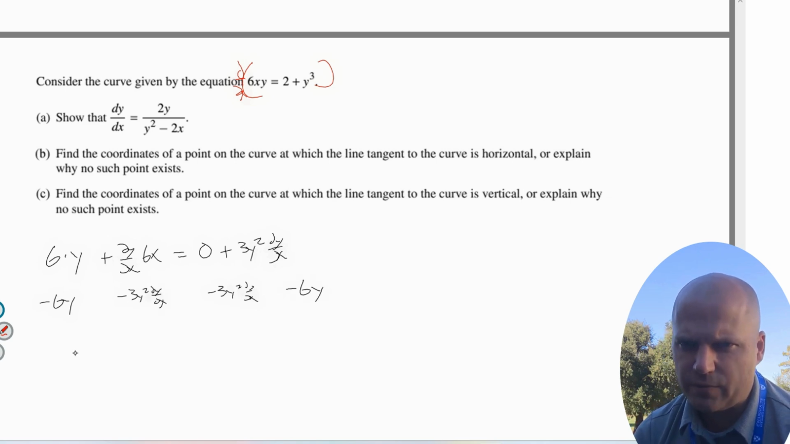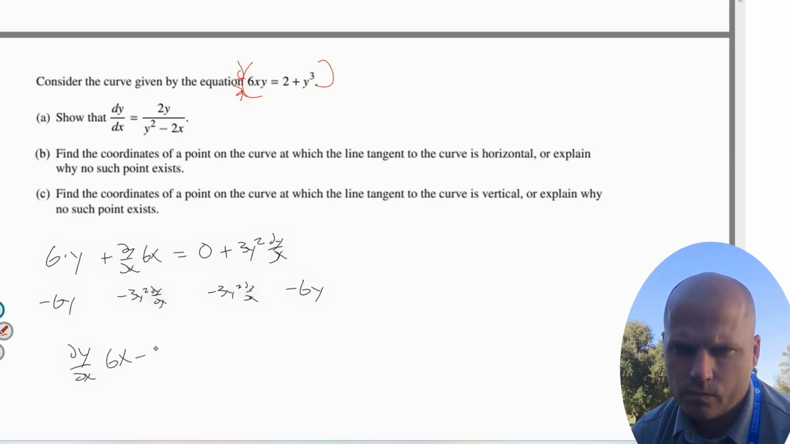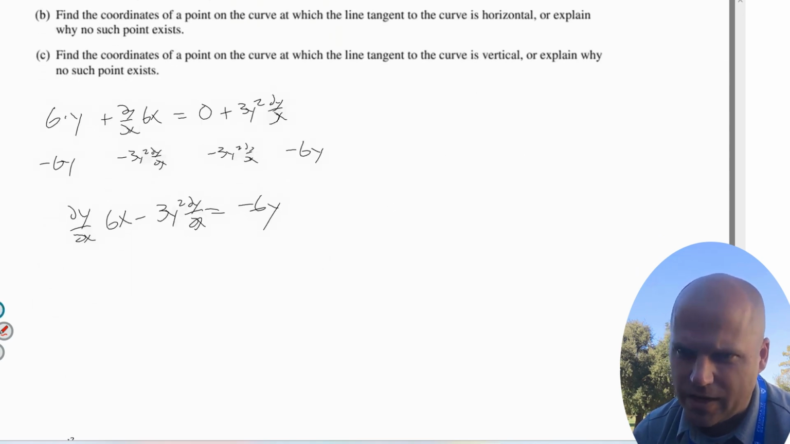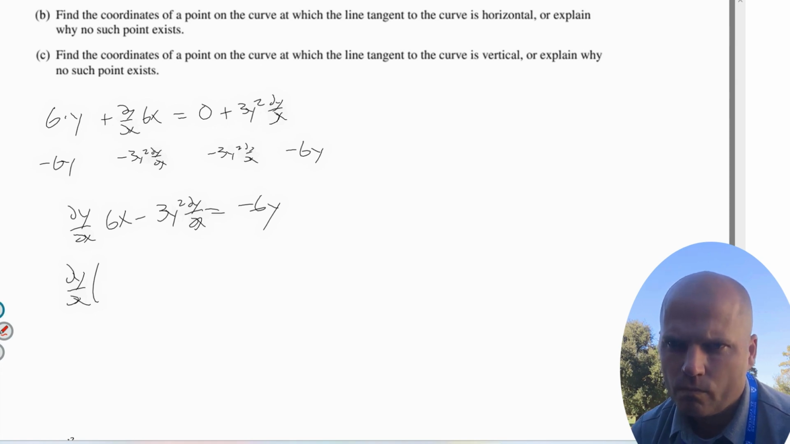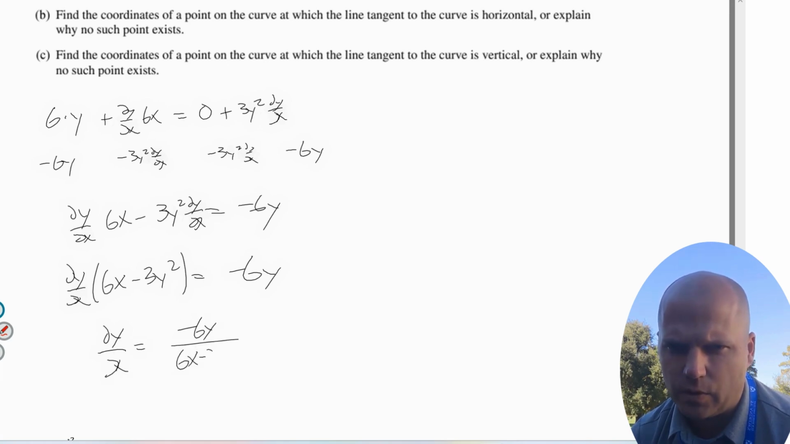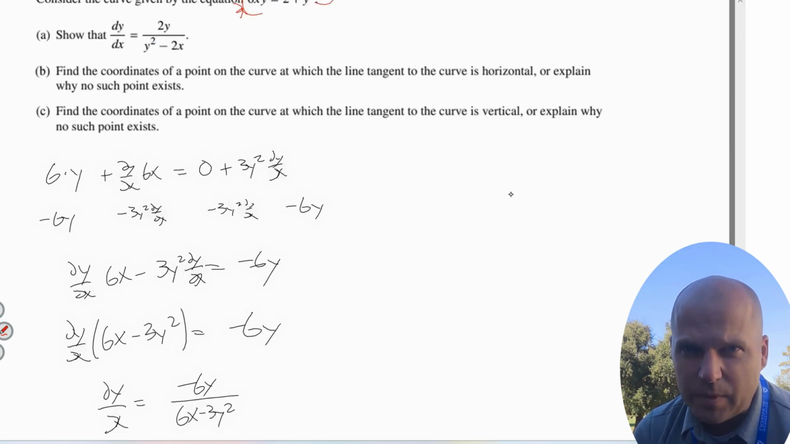You'd have things in a little bit different order. You're then factoring out a dy/dx. You're dividing to solve. And you're going to notice something. Like, oh, mine is different than what they have. Did I make a mistake?